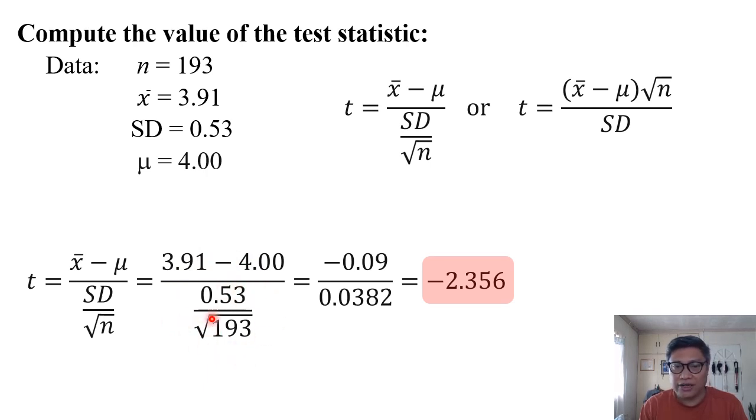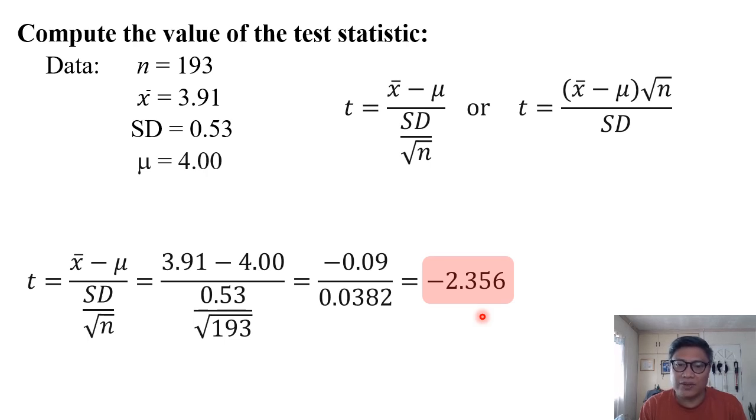Typically, class, in your denominator, you will have a value that is a non-terminating decimal. All you have to do, class, is round your answers up to 4 decimal places. The reason is for accuracy. Then you divide, you take the ratio, then your final answer should be up to 3 decimal places, for consistency. In this case, class, this is already the computed t-value of negative 2.356. The negative, class, indicates that the 3.91 is in fact less than the 4. This is very important later on if you want to further explain your conclusions.